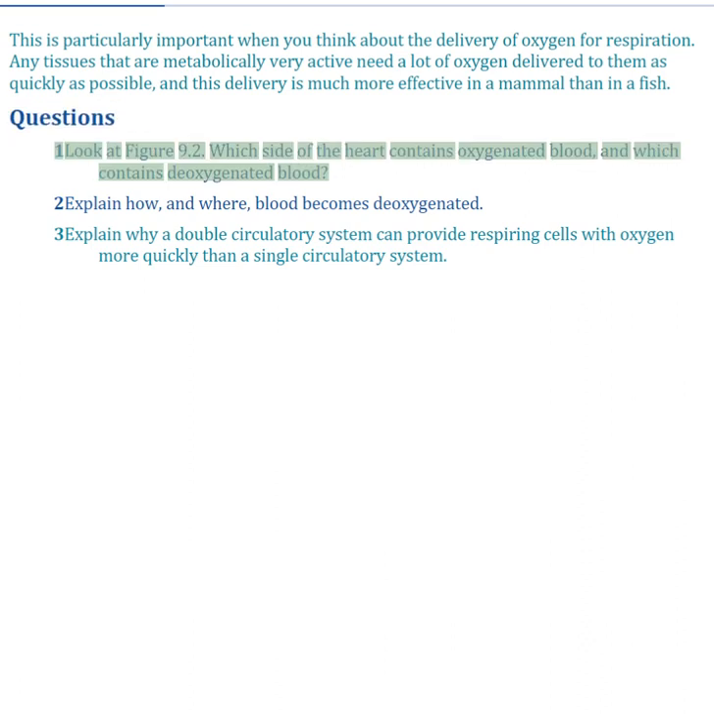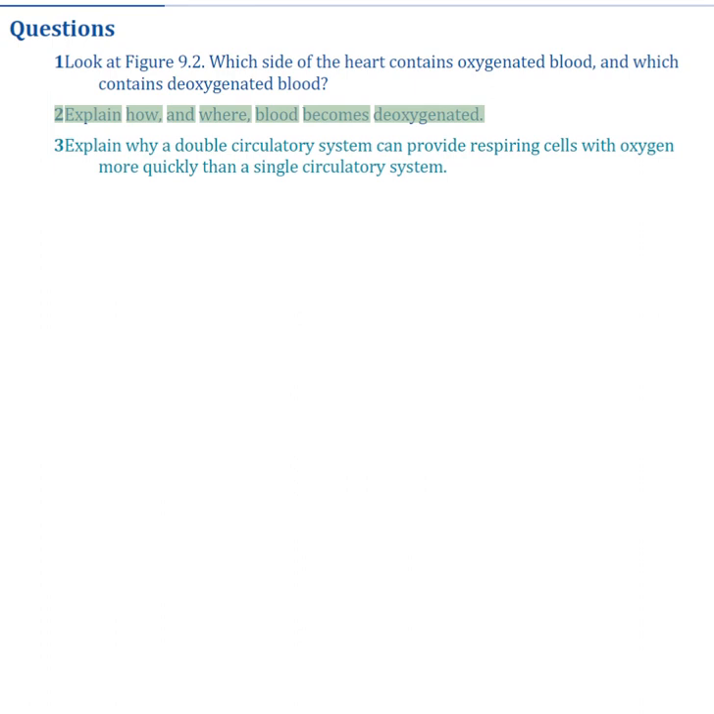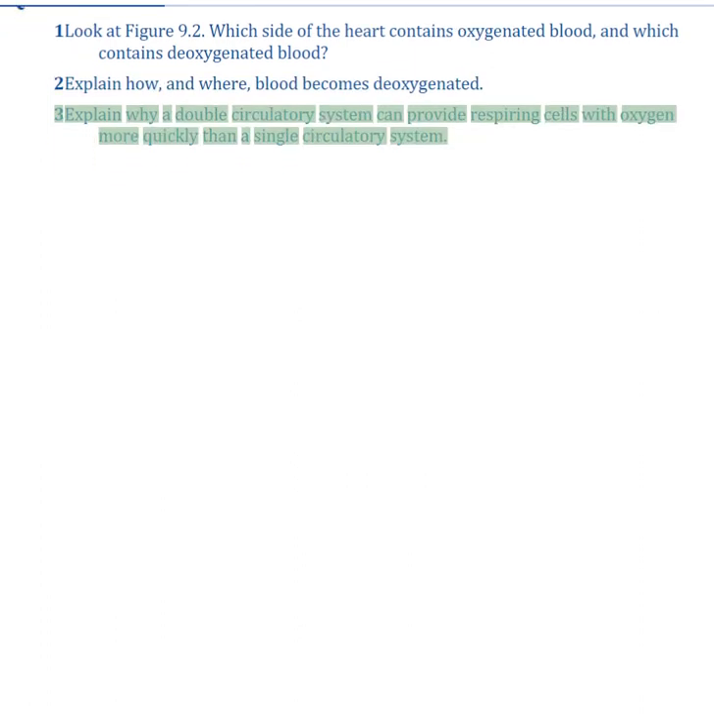Questions. 1. Look at Figure 9.2. Which side of the heart contains oxygenated blood, and which contains deoxygenated blood? 2. Explain how, and where, blood becomes deoxygenated. 3. Explain why a double circulatory system can provide respiring cells with oxygen more quickly than a single circulatory system.